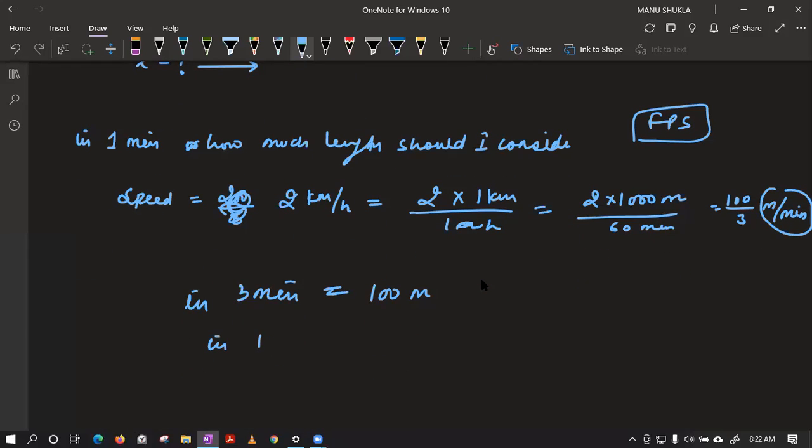In 1 minute, it will be how much? You tell me. If I tell you to touch your nose, whether you touch it from the front or by rotating your hand from the back, it is the same thing, right? Now it is clear to you.